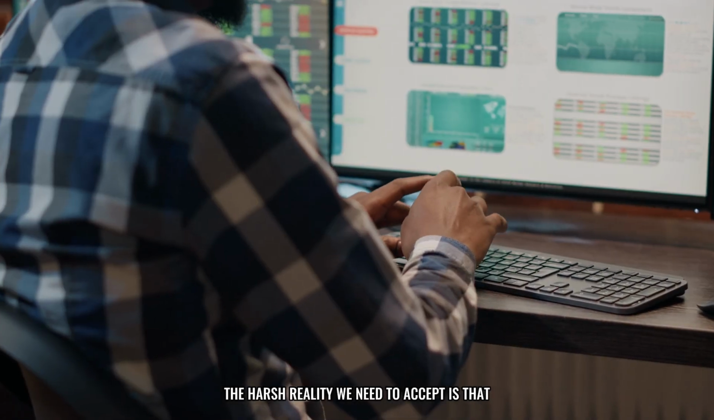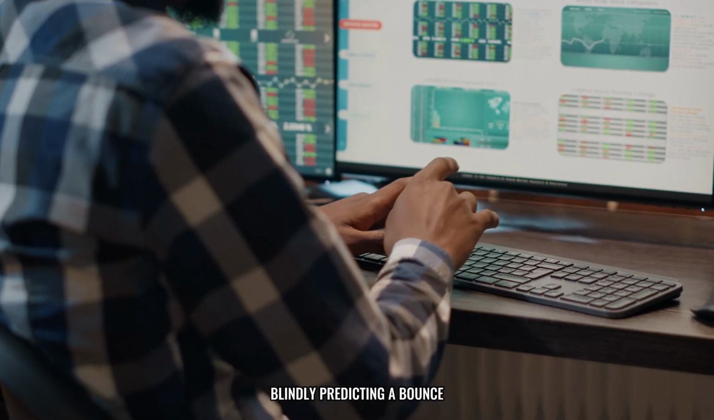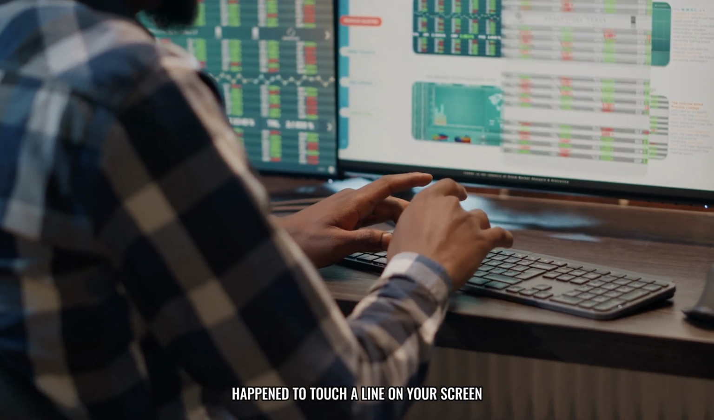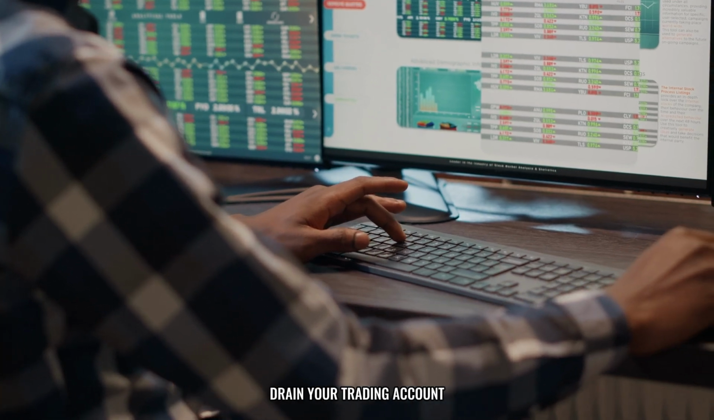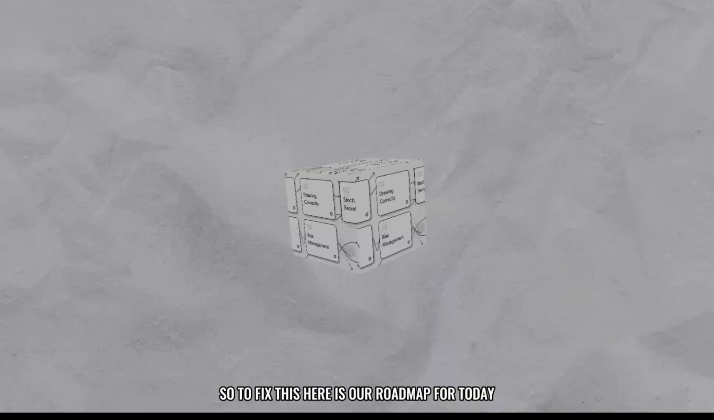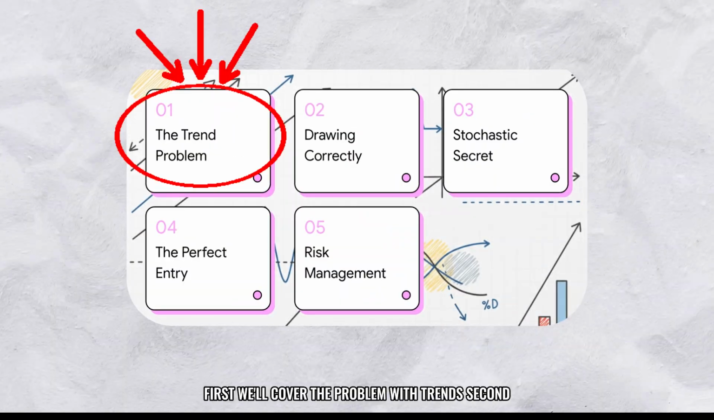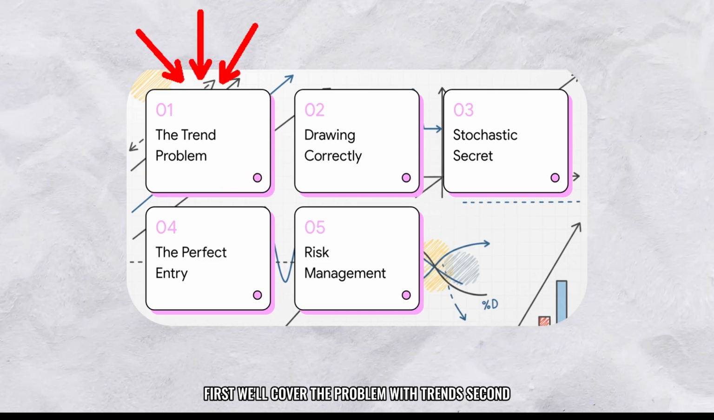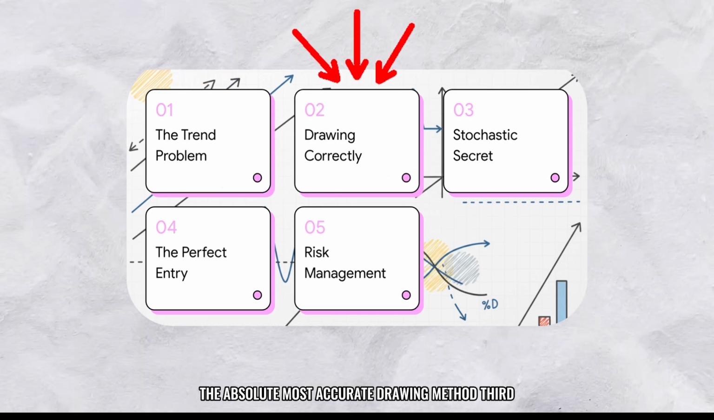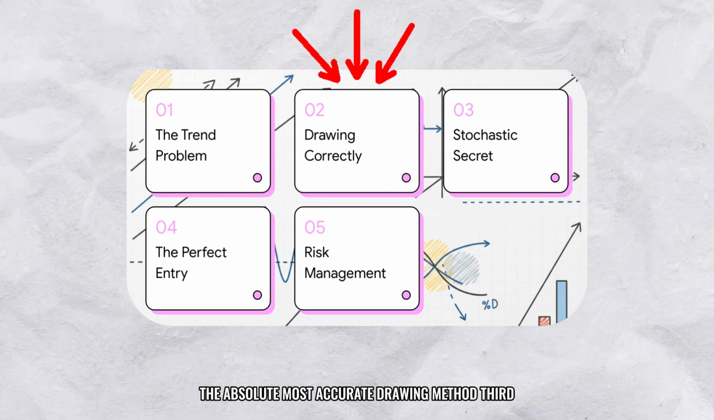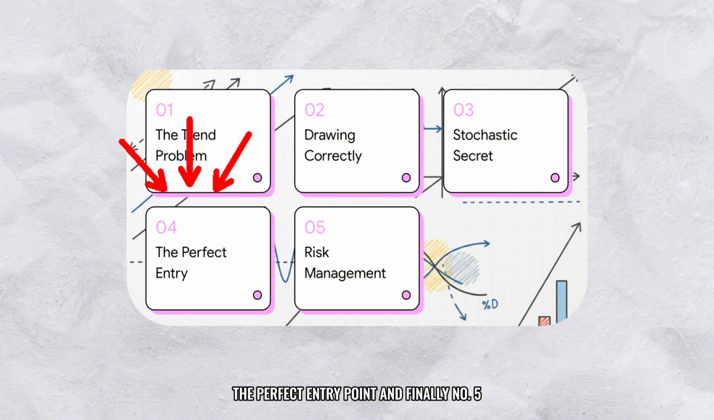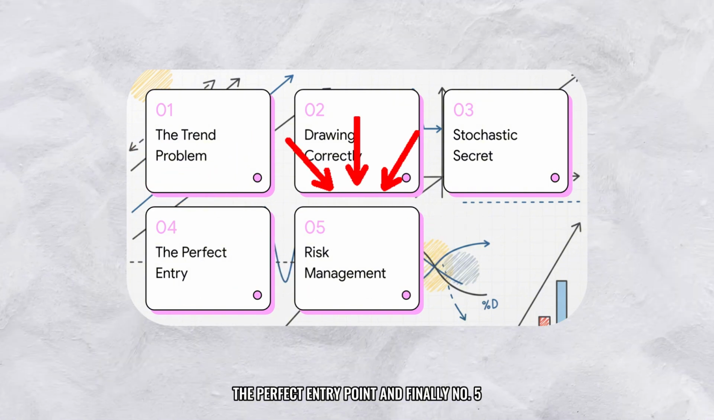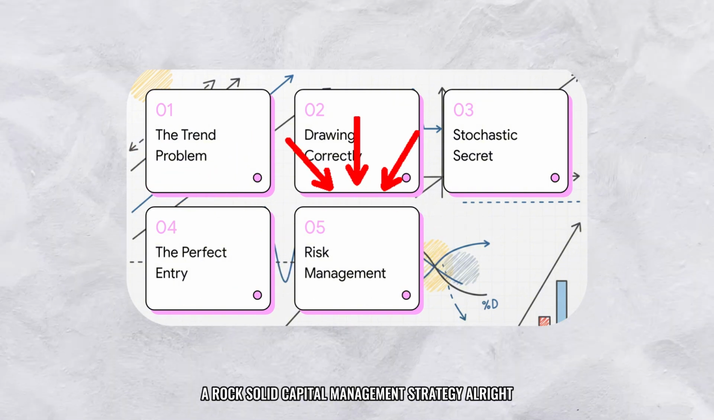The harsh reality we need to accept is that blindly predicting a bounce just because the price happened to touch a line on your screen, yeah, that's practically the fastest way to completely drain your trading account. So to fix this, here is our roadmap for today. First, we'll cover the problem with trends. Second, the absolute most accurate drawing method. Third, the stochastic indicator secret. Fourth, the perfect entry point. And finally, number 5, a rock-solid capital management strategy.